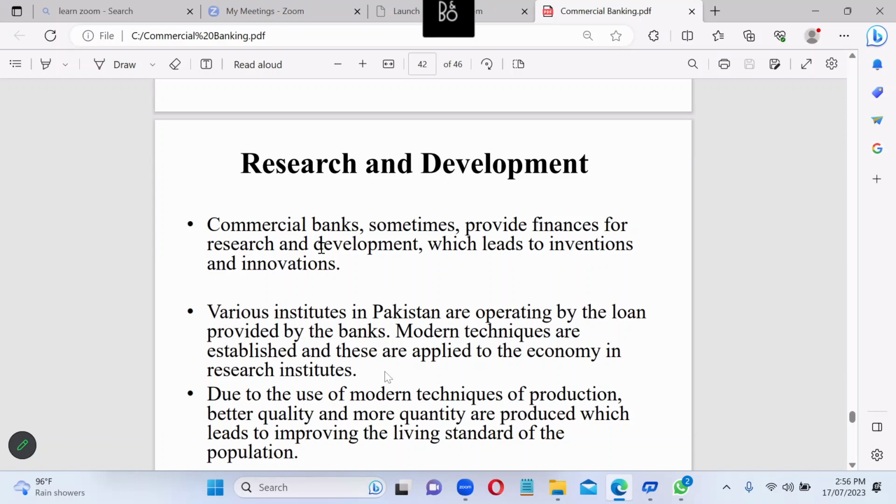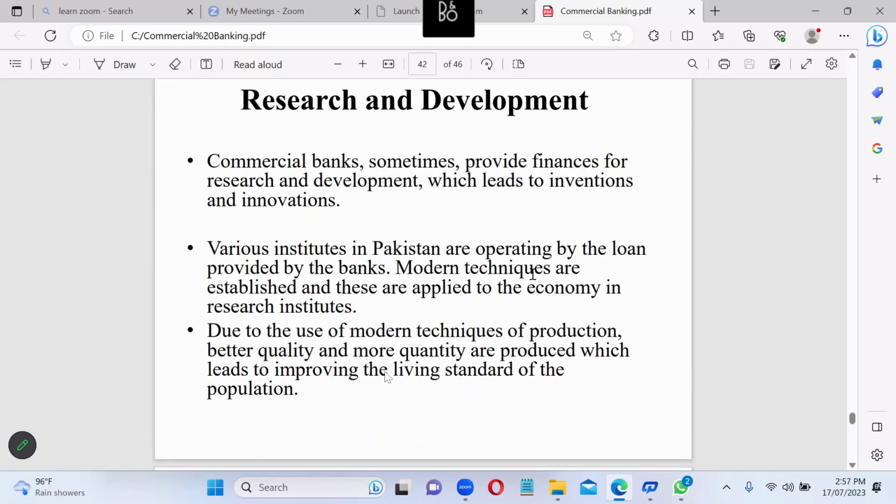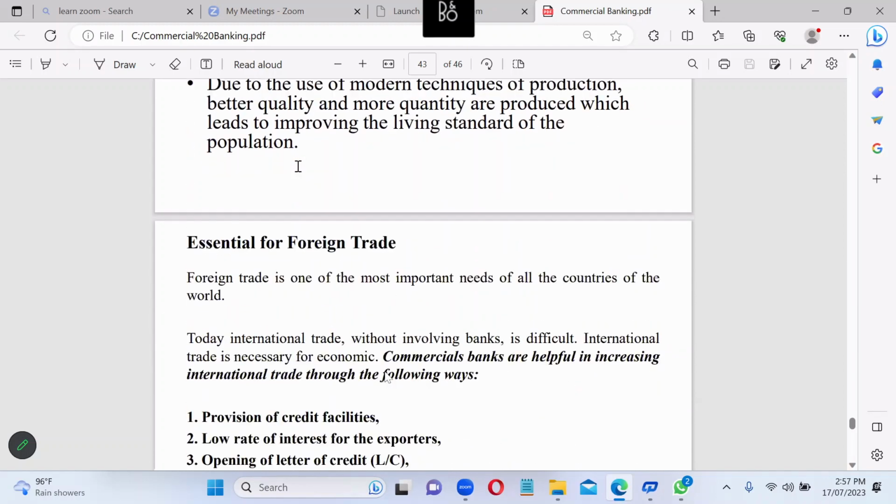So commercial banks sometimes provide finance. Finance means an amount of money for research and development, which leads to invention and creates innovation. Various institutions in Pakistan are operating on loans provided by the banks. Modern techniques are established and applied to the economy in research institutions. Once we do the research, we can find the research problem. What is the problem happening in the particular area? By finding the problem, we can resolve it. To resolve the problem, we have to create some invention and new ideas. Through that new idea, we can develop the economy easily. So this is also another function provided by the commercial bank.